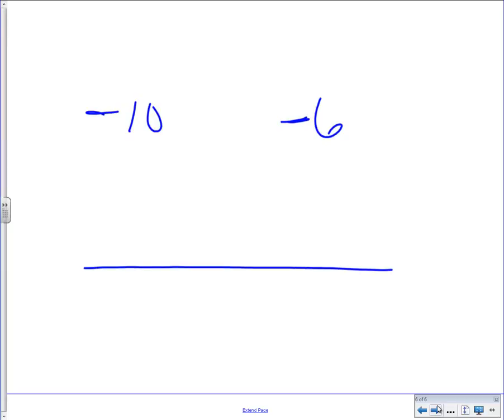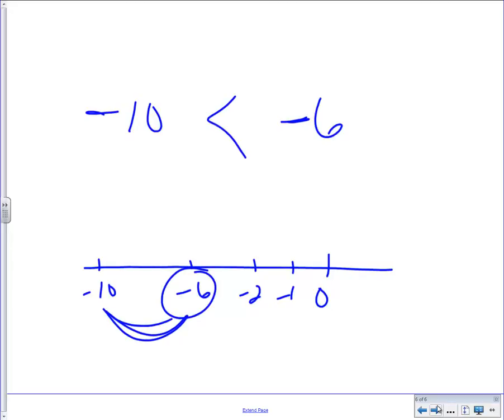All right, let's try another one of those. I have -10 and -6. Naturally, we see 10 and we say 10 is bigger than 6. But if we did this right, we would say here's 0, here's -1, -2, all the way down here is -6. I keep counting and then I get to -10. Whichever one's on the right when I'm comparing is the bigger number. And I want the mouth of this symbol to eat the bigger number. So -10 is less than -6. Okay?